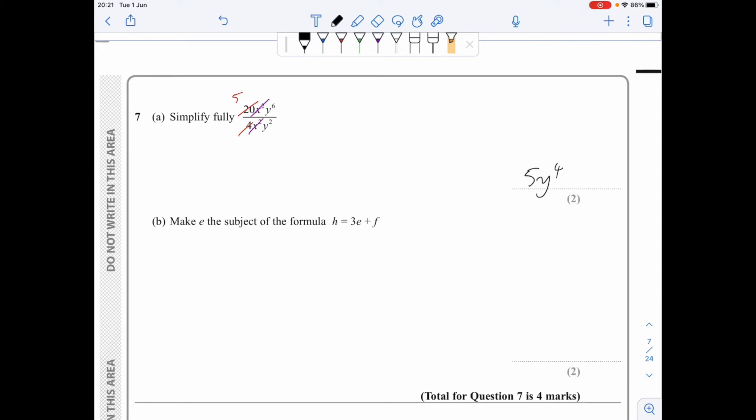For part B, to get E on its own, first I will write H minus F equals 3E. So E is equal to (H minus F) over 3.